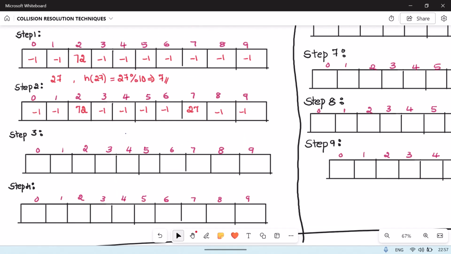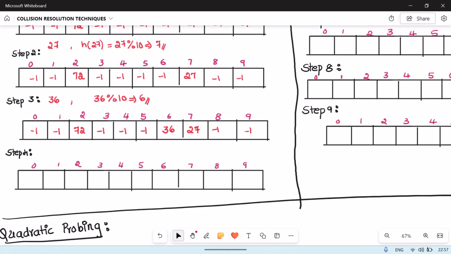Good. So let us check for the next element. Next element is 36. I want to insert the value 36. So it is 36 mod 10, which is 6. Correct? So at the 6th position, I am keeping 36. In the 7th, I already have 27, and in the second, I have 72. Rest of the positions still have nothing, so it is denoted by minus 1.